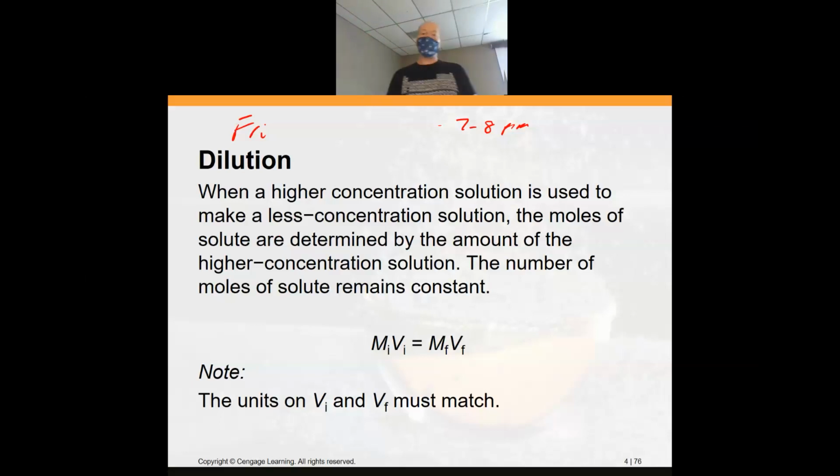All right, dilutions. So we're going to change our concentrations. M1 V1 is equal to M2 V2, or initial and final. All right, the units here have to be the same. Doesn't matter what the units are. Capital M is molarity, and that is moles of solute per liter of solution.